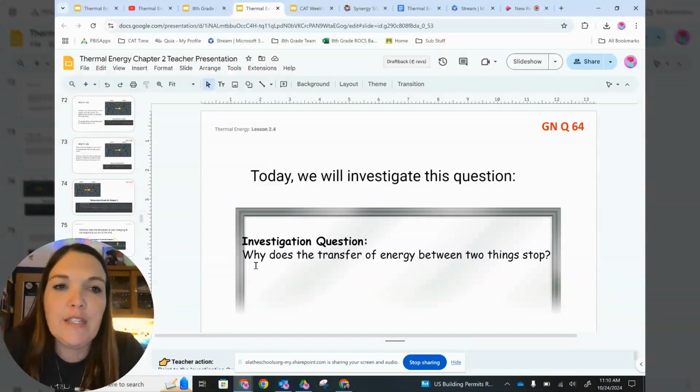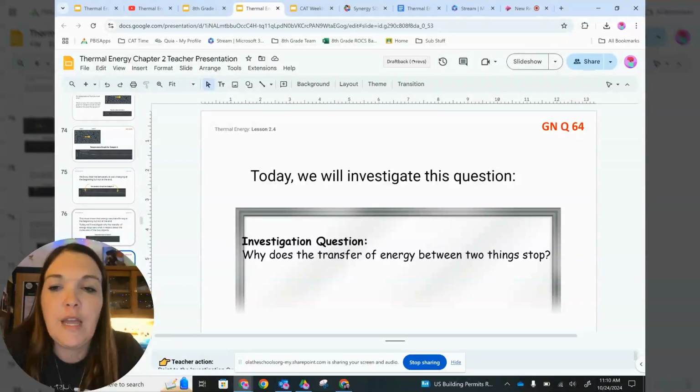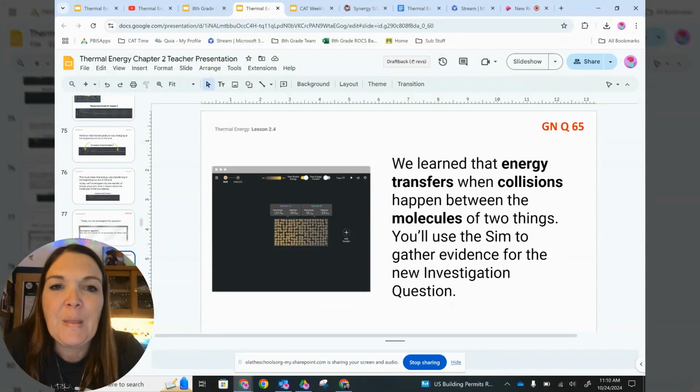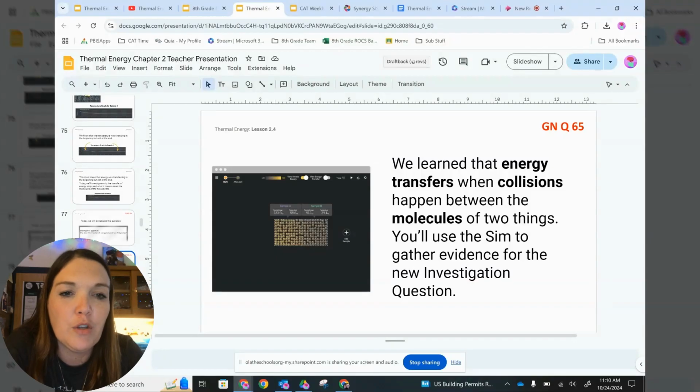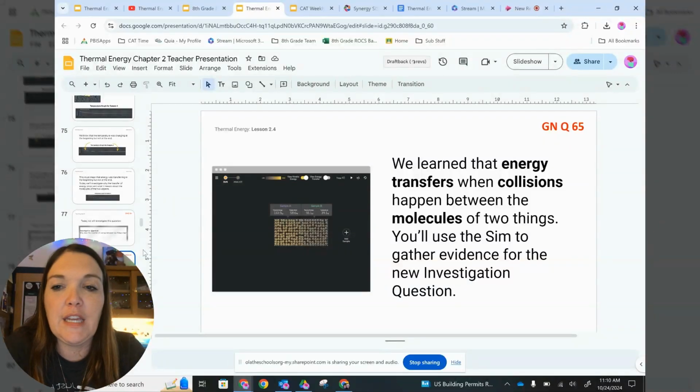So today we'll investigate this question. This is guided notes question 64. Why does the transfer of energy between two things stop? So get that written down, typed in. We learned that energy transfers when collisions happen between the molecules of two things. You'll use the sim to gather evidence for the new investigation question.